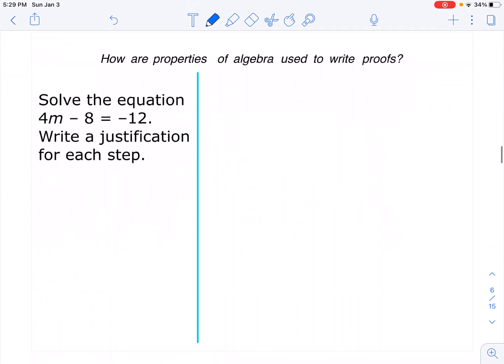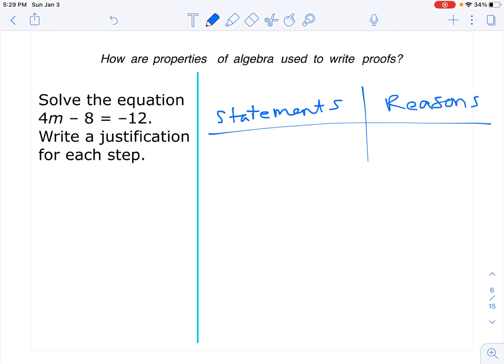So for this, we're going to write a proof. It's going to be a 2-column proof. We're going to have statements, and that's kind of the what. What are we doing? And we're going to have reasons, and that's the why. Statements and reasons. So the what is, we're going to start with 4m minus 8 equals negative 12. And the why is that it was given. We're starting with that equation.